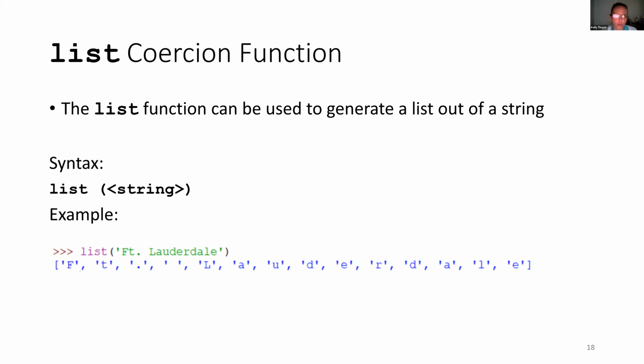There's also the list coercion function. The list function can be used to generate a list out of a string. So you can do list of a string. So suppose you don't want to type each individual character of Fort Lauderdale. You can just do list and type it 1 time, much easier than typing all of those quotes, and it will explode it out so that each one is the item in a list.